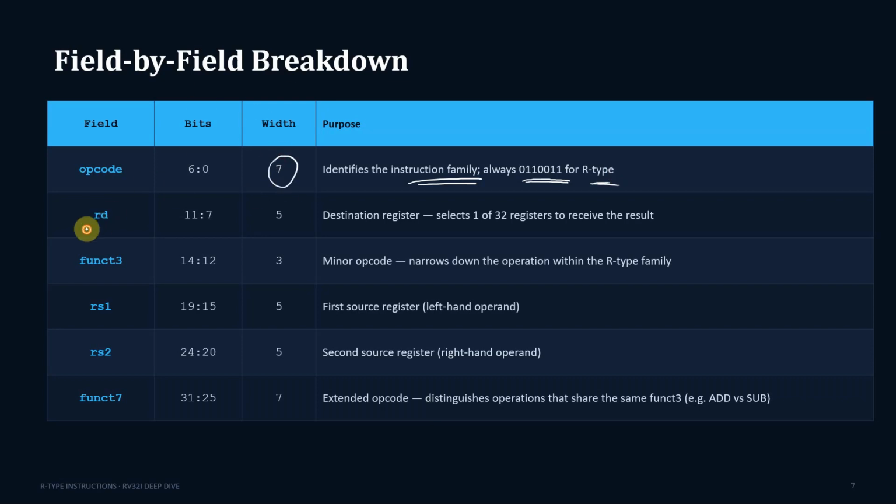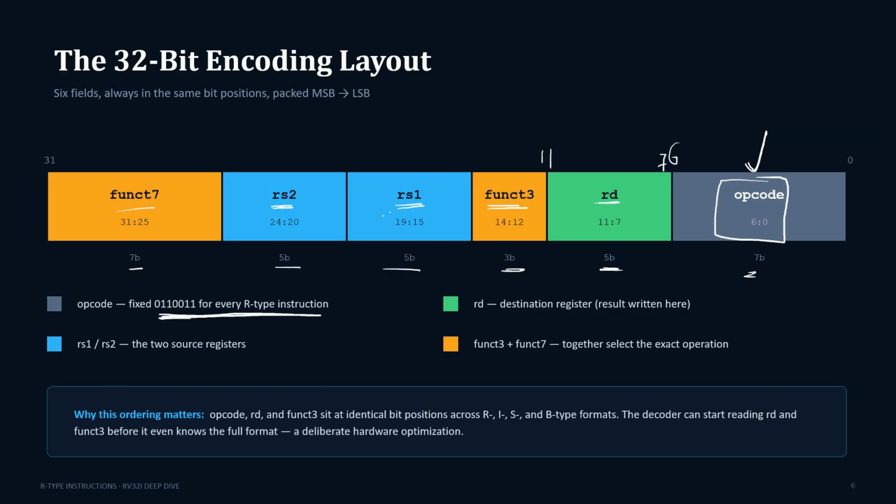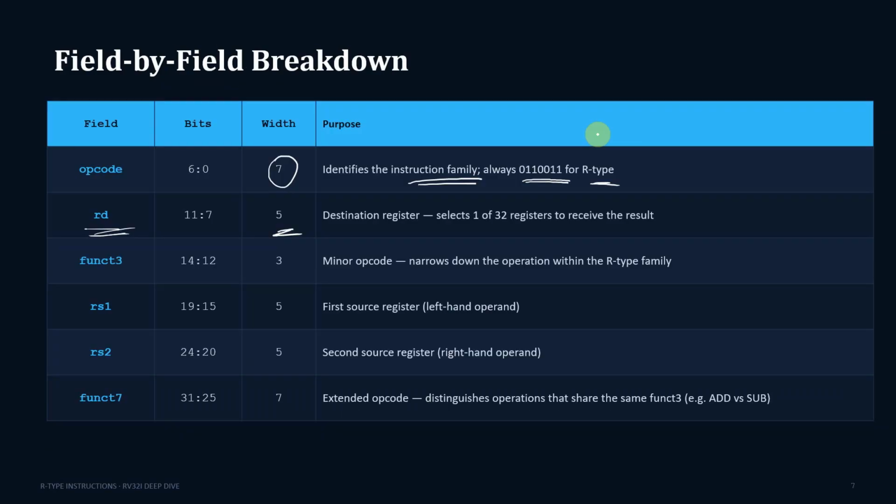And next is the destination register. This destination register is 5 bits wide, and it stores the result of whatever operation we performed. That result is stored inside this particular field. Next is function 3.